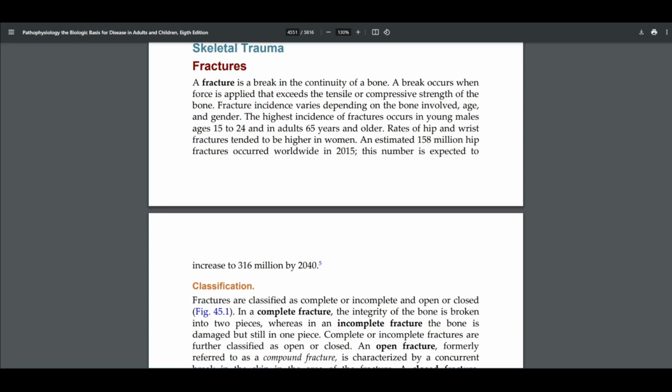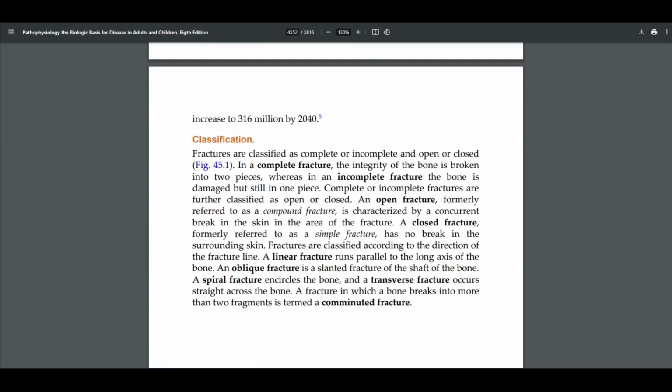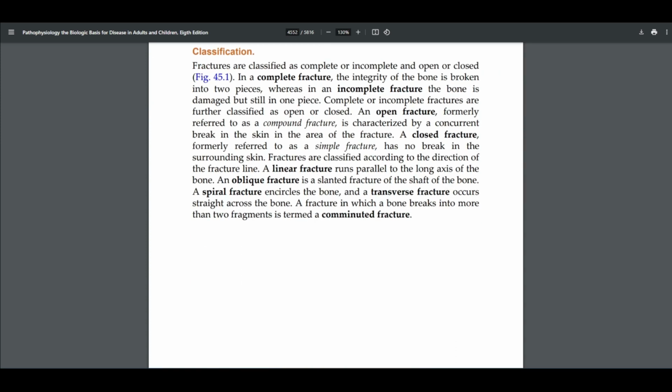An estimated 158 million hip fractures occurred worldwide in 2015. This number is expected to increase to 316 million by 2040. Classification. Fractures are classified as complete or incomplete and open or closed. In a complete fracture, the integrity of the bone is broken into two pieces, whereas in an incomplete fracture, the bone is damaged but still in one piece.